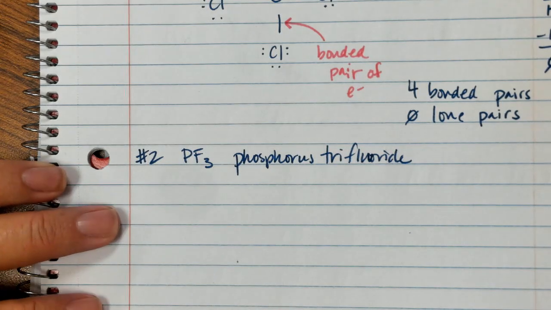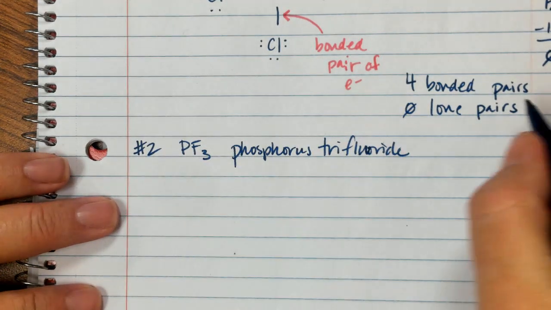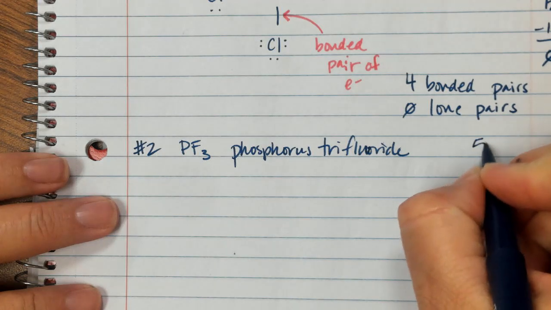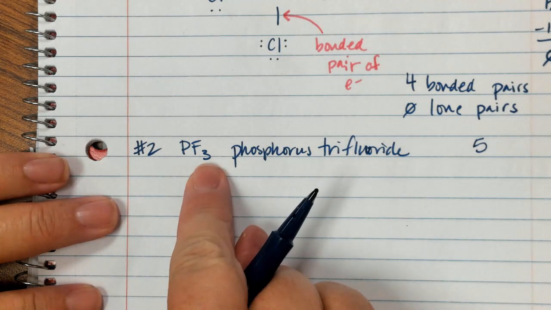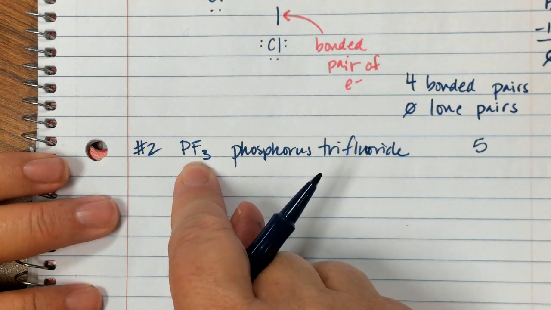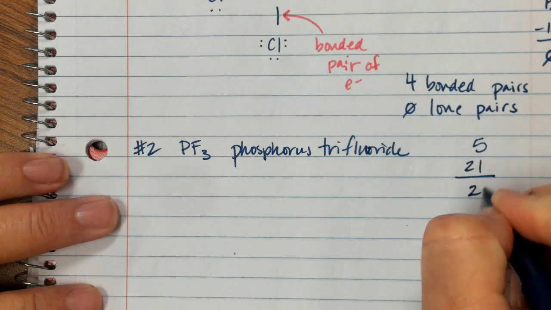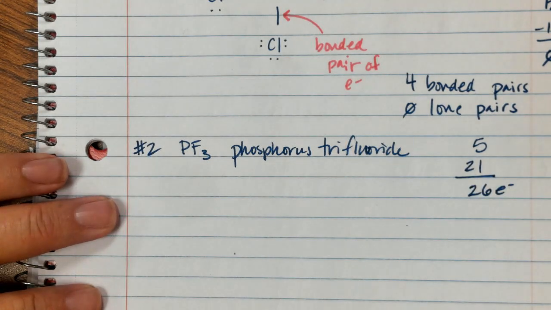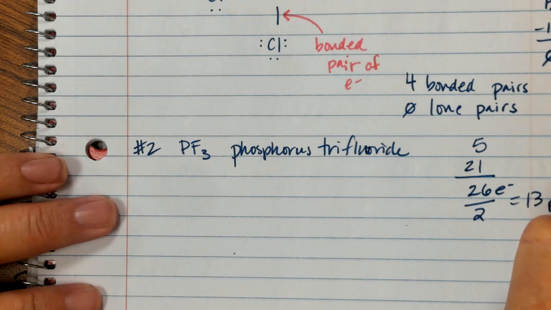Okay, let's start with the first step we always do: we're going to add up the number of valence electrons we have. So phosphorus has how many? 5. Okay. Fluorine has 7, times 3 is 21. So 26 electrons. Now I'm going to divide by 2 so I can figure out how many pairs I have. I have 13 pairs to work with.